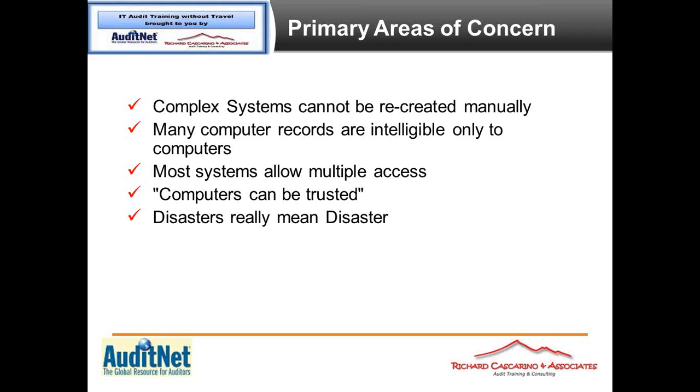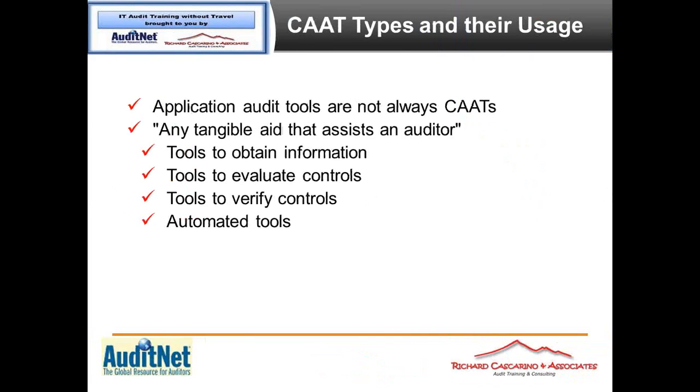Remember also, when you're using these tools, that application audit tools are not always CATs. You get different kinds of CAT, and a CAT is simply any tangible aid that assists the auditor. So I've got tools to obtain information. IDEA is a tool to obtain information if I use it that way. I get tools to evaluate controls. If the evidence on that control exists inside the box, I can extract the evidence to prove the control or not prove the control.